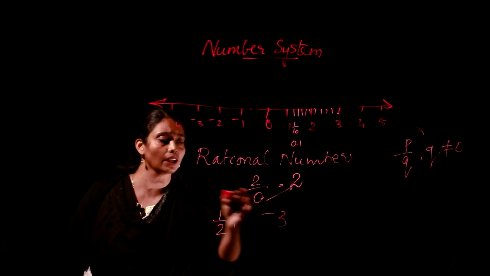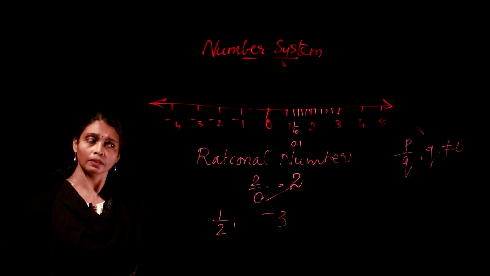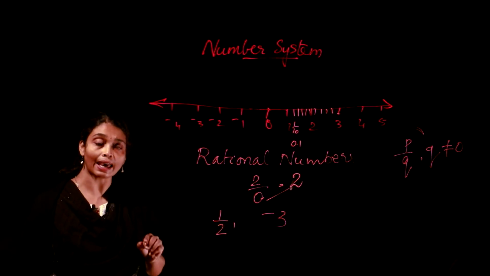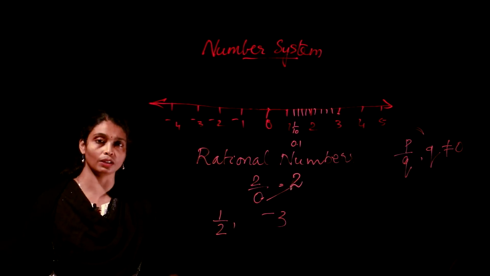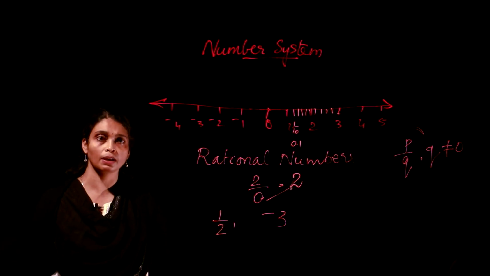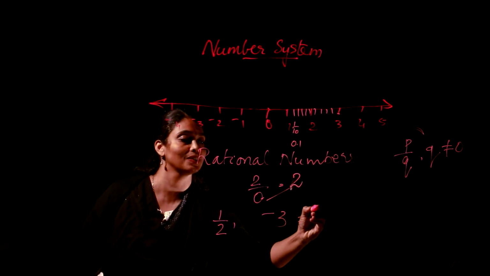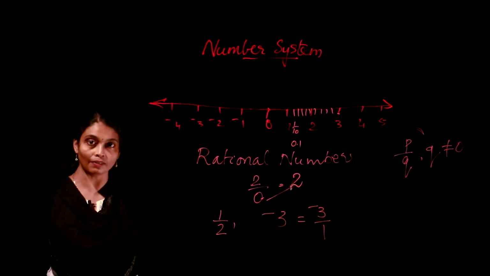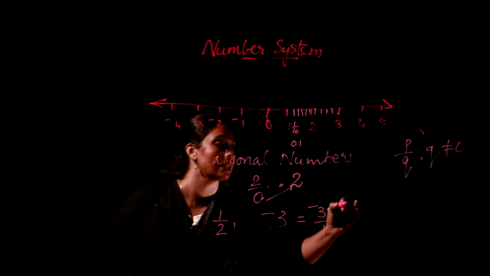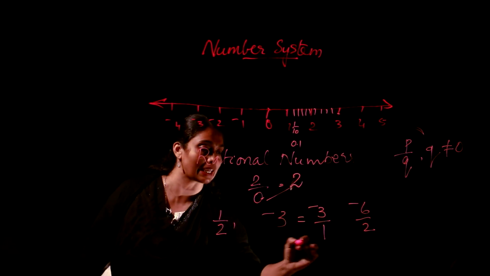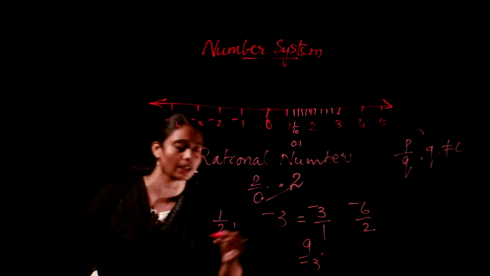What about negative 3? Is it a rational number? Can we write negative 3 as a numerator by a denominator? Think, how can we write? We need to get two integers by which we can represent negative 3 as a numerator by denominator. Yes, we can write negative 3 as negative 3 by 1. Nothing will happen. We can write negative 3 as negative 6 by 2. Nothing will happen. We can represent negative 3 as 9 by negative 3.